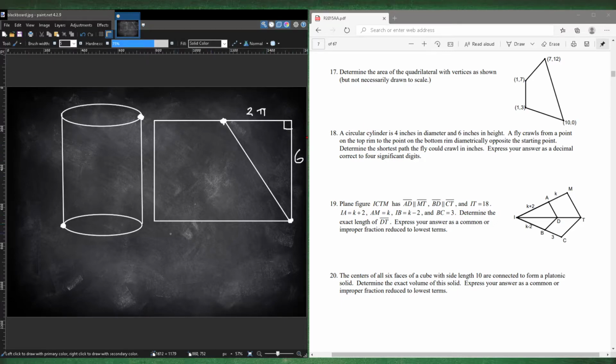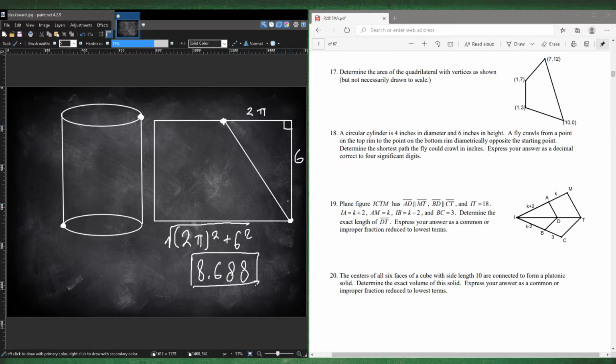So now you could just use the formula. 2 pi squared plus 6 squared, then take the square root. So the Pythagorean theorem gives us, if you use your calculator, 8.688. And that is your answer for number 18.